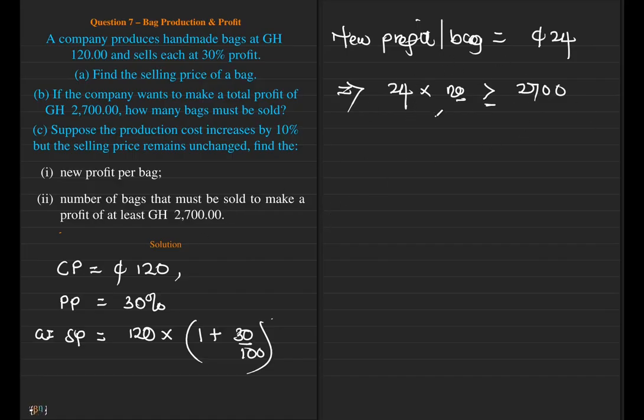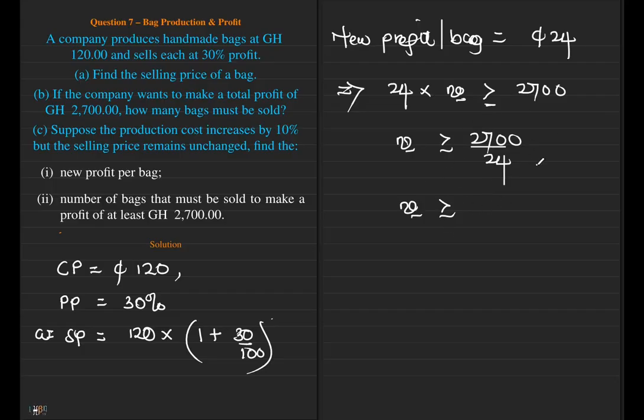So now that you have this, you make the number of bags the subject. You can use any variable but I am choosing to write it in full. That is the number of bags. So the number of bags is then greater than or equal to, we are dividing both sides by 24, so that we have 2,700 divided by 24.